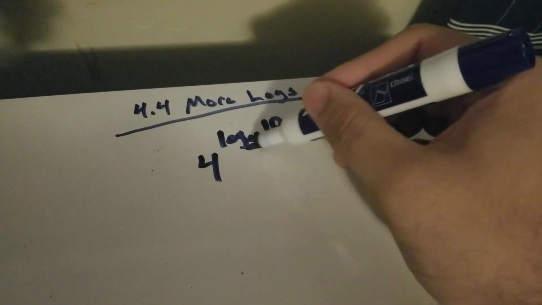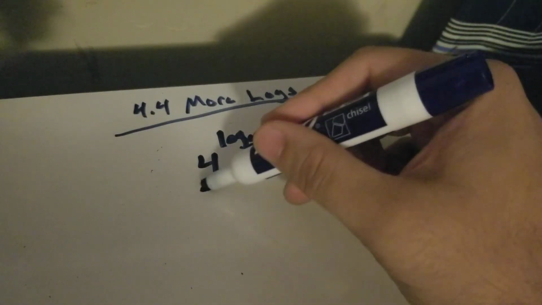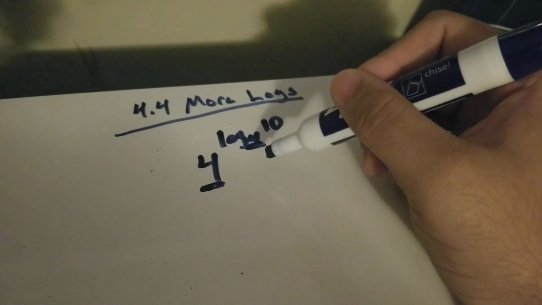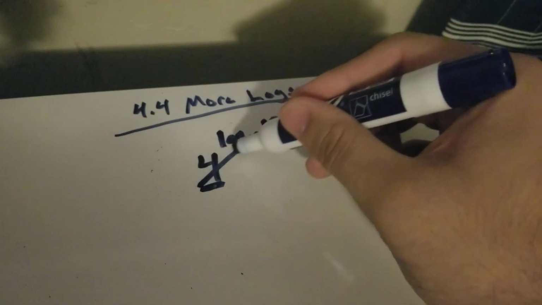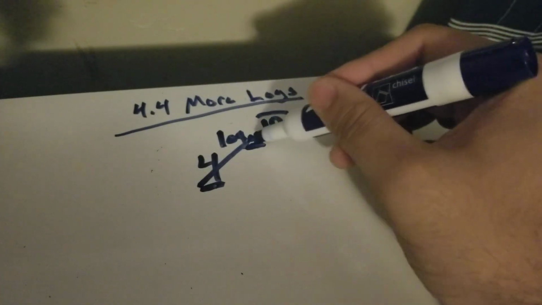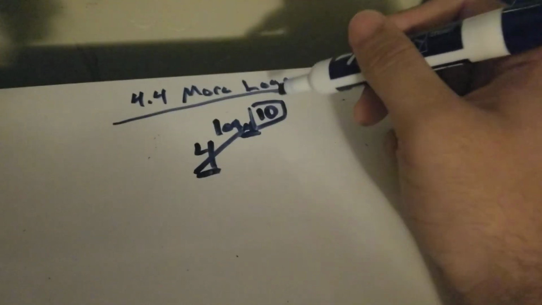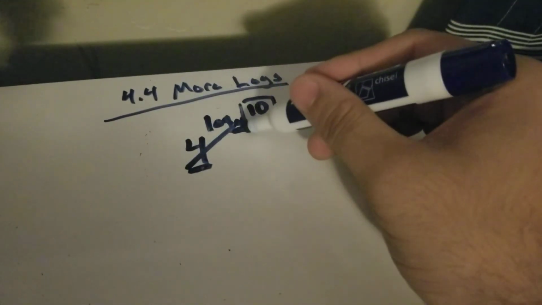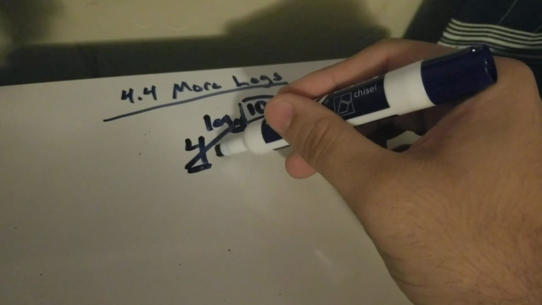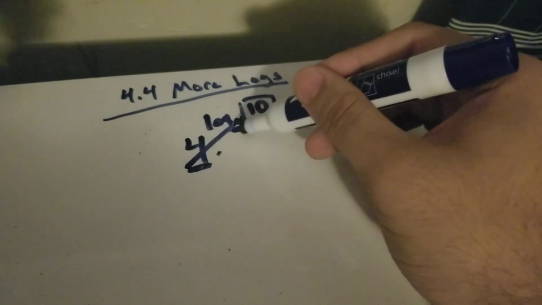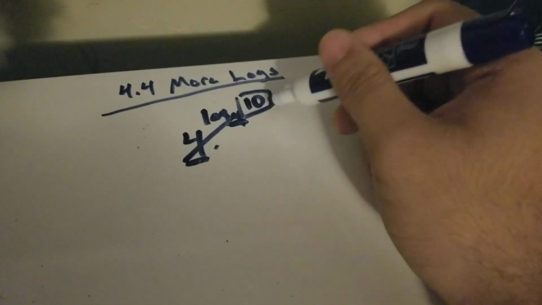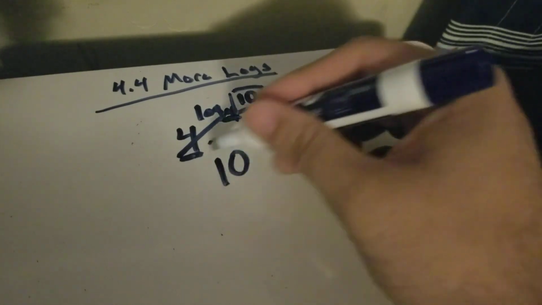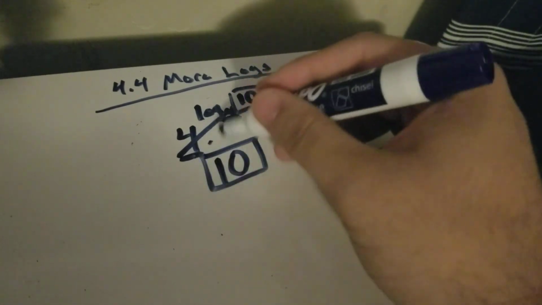Here's something really important. If the base of the log and the base of the exponent matches, you could cross both out and make this number here a normal number. So since this is base 4 and this is base 4, base of an exponent and base of a log, this just becomes 10. So your answer here when you simplify is 10.